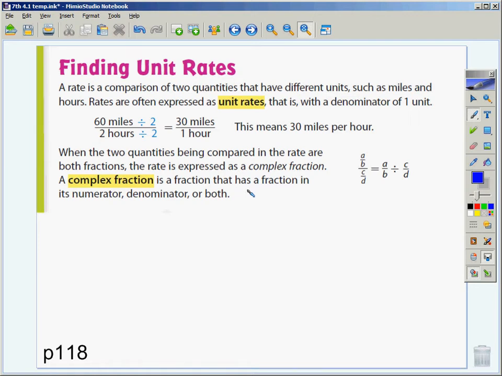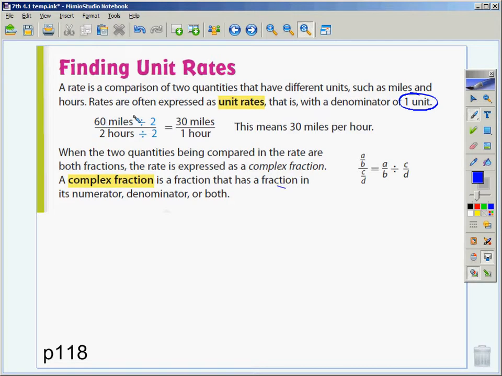Okay. I want you to look at page 118. We're going to talk about unit rates today, and unit rates sometimes have complex fractions in them. I wanted to make sure you understood what they meant. A unit rate is something that has a denominator that has a unit of 1.